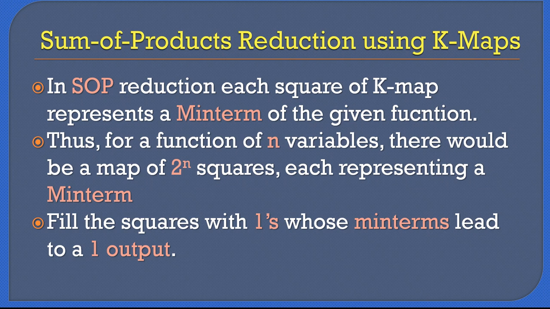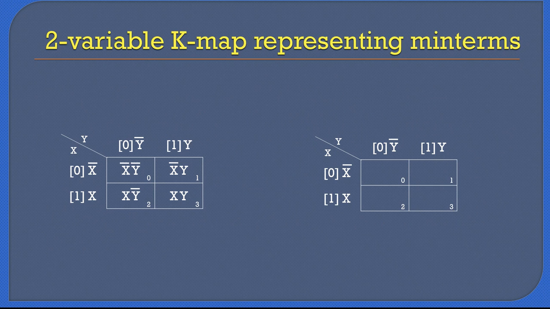Fill the squares with ones whose min terms lead to output 1. In a truth table, there will be some rows with ones and some rows with zeros. In the same way, in a K map you are going to fill ones where the output is 1, and where the output is 0, you are going to fill it with 0, based on the min terms. Now, you are going to see the first K map. We will briefly explain what this is and then go to the remaining K map representations.